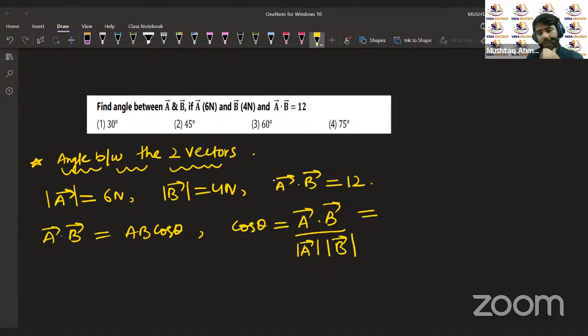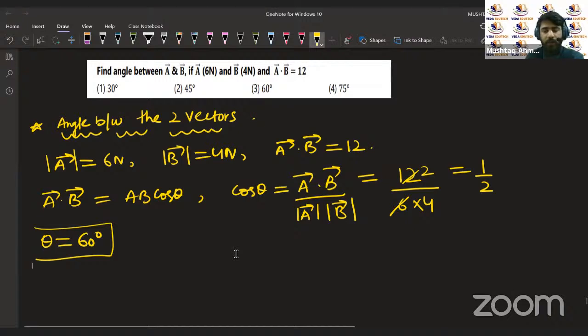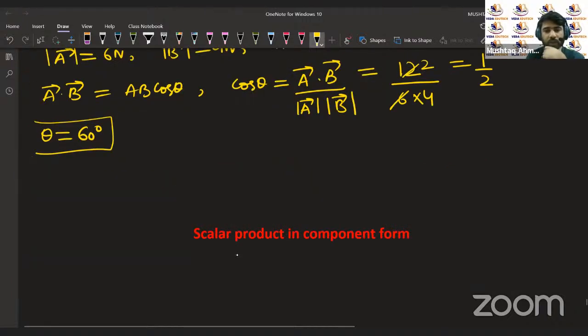A dot B is given as 12, mod of A is given as 6 and mod of B is given as 4. So 6 times 4 is 24, and 12 over 24 leaves us with 1 by 2. It means the angle between these two vectors is 60 degrees. So these two vectors are inclined at an angle of 60 degrees. That's how these two vectors will be inclined to each other.